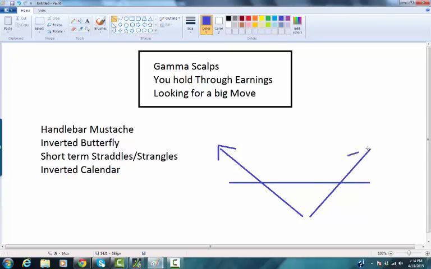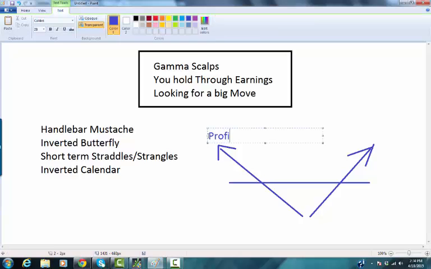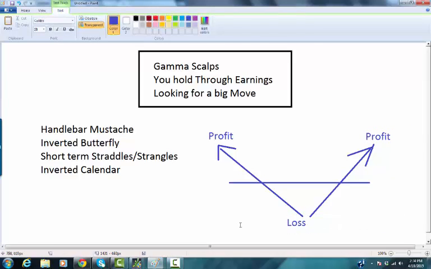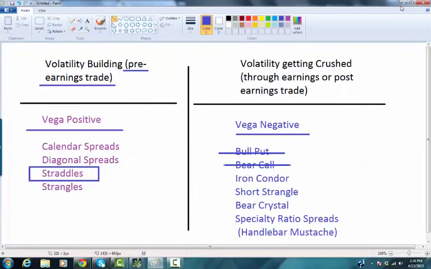Or at least, even if it's not open-ended, you have profit up, profit down, but a loss in the middle. So if you're building where it's a profit if it goes up, a profit if it goes down, but you have a loss if it sits in the middle, that's a gamma scalp. That's a bi-directional trade, and these strategies would fit in it. And that's a conversation for another time. We're going to focus on either playing the volatility build or the volatility crush.